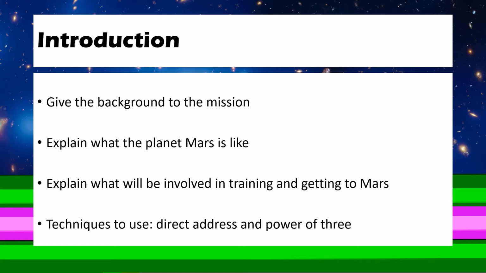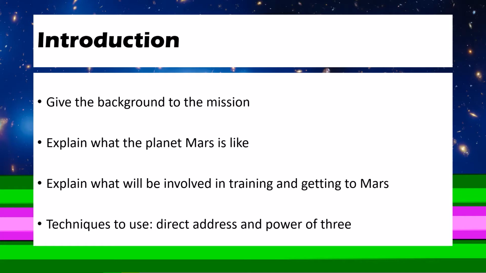Now, the introduction for your talk is your opening. In this section, you're going to give the background to the mission. You're going to explain what the planet Mars is like. You should have information on that already. You're going to explain what will be involved in the training and getting to Mars. You're also going to try and use 2 different persuasive techniques here.